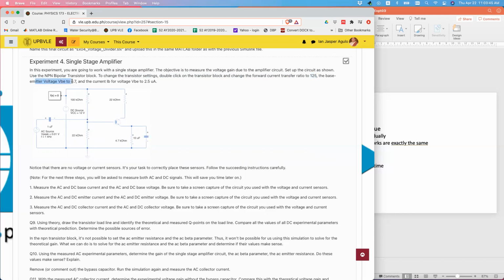Set the base emitter voltage VBE to 0.7. The default is 0.6. The default of this one is 100. And then the current IB for voltage VBE, this whole block, just one feed, you will change to 2.5 microamperes. Okay, so once you have changed those, you can run your circuit if you have set it up properly.